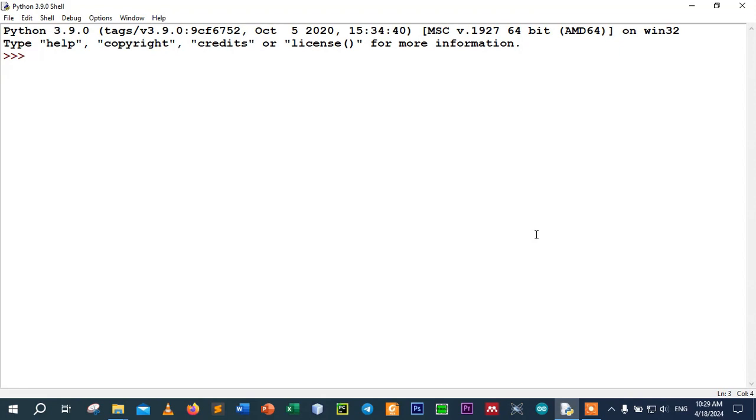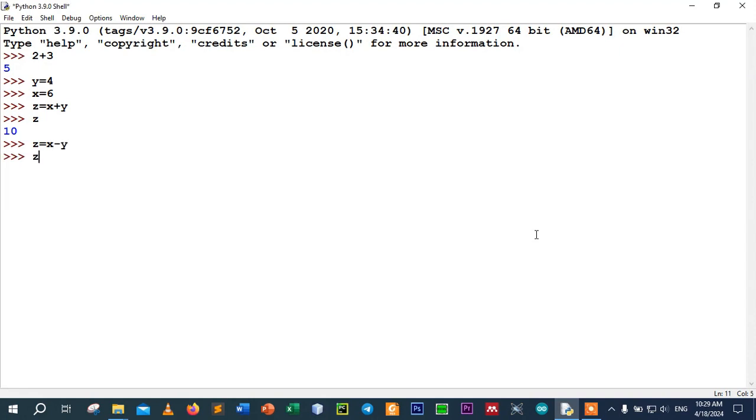Let us start with arithmetic operators. For example, 2 plus 3 is a mathematical operation. Y is equal to 4, X is equal to 6, for example. Then Z is equal to X plus Y. This is addition. Subtraction: Z is equal to X minus Y.